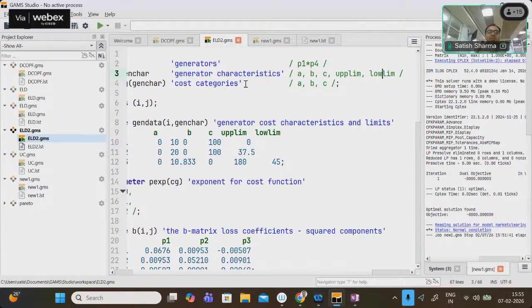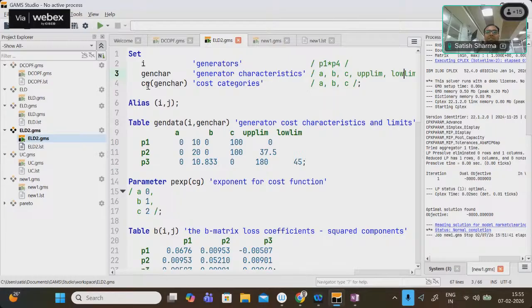Then CG is a subset of this generator characteristics, and we have defined that these are also A, B, C. By putting gen characteristics here we are defining a subset, and these A, B, Cs are the same as well. So this is how we define it. Then we have defined an alias that I is also J. Both are the same.